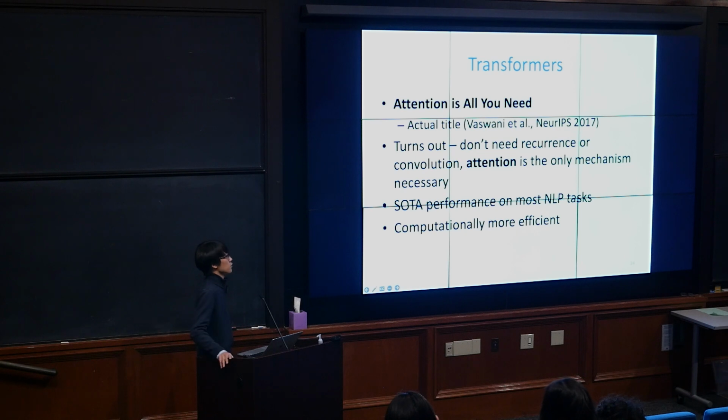We call these architectures that use self-attention mechanisms without recurrence or convolution transformers, right? And now we're going to go through this architecture step by step. We're going to walk through this self-attention mechanism, and we're going to understand why this works and why it does state-of-the-art performance on most NLP tasks. And in fact, it's actually more computationally efficient than RNNs. So we get both: better computational performance, and also better task performance.